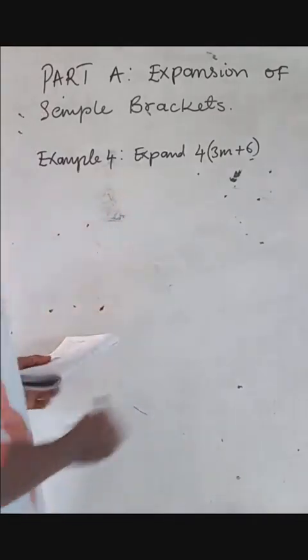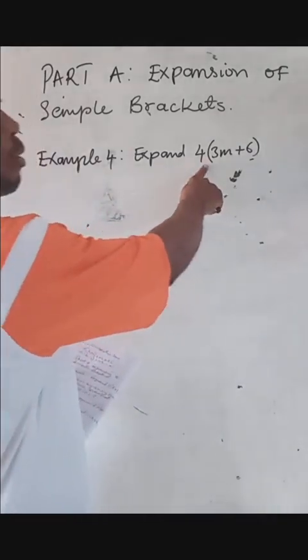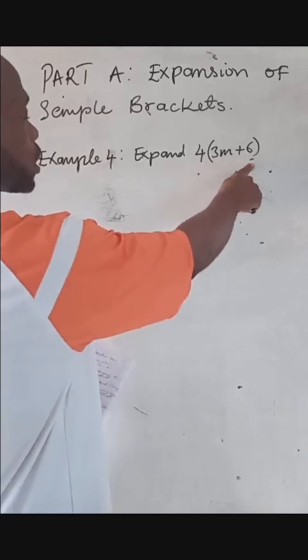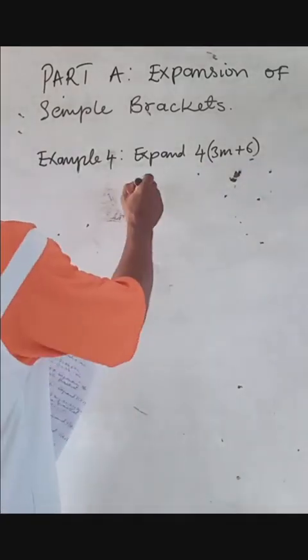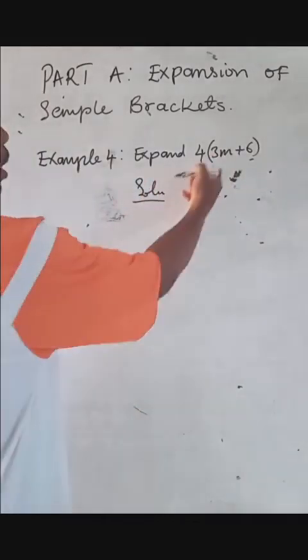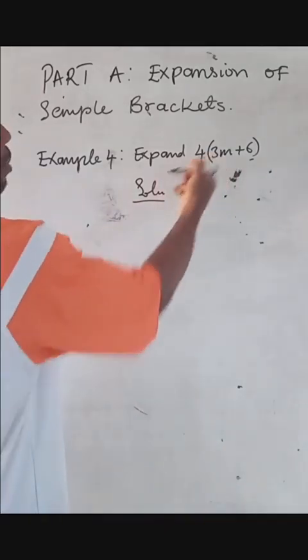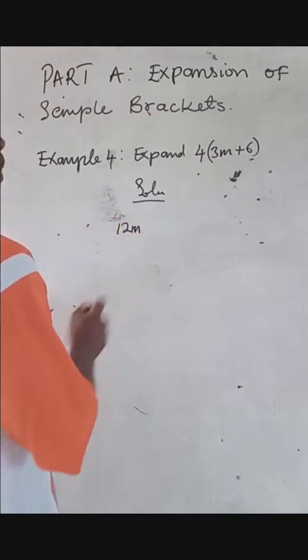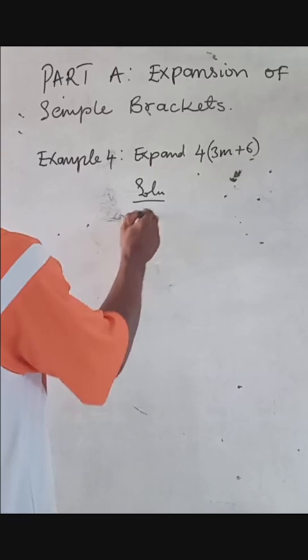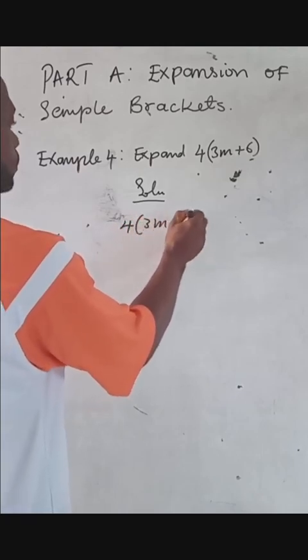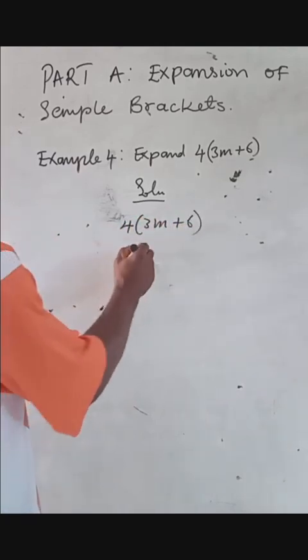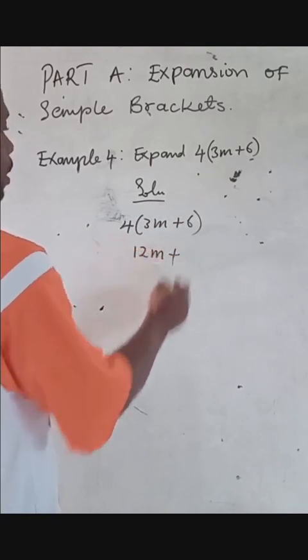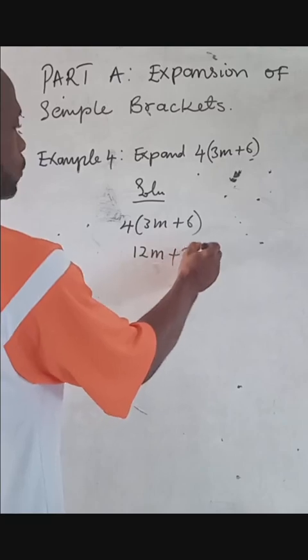Example 4. Expand 4, bracket open 3m plus 6, bracket close. Solution. 4 will multiply each term in the bracket again. 4 multiplied by 3m is 12m. 4 multiplied by 6 is 24.